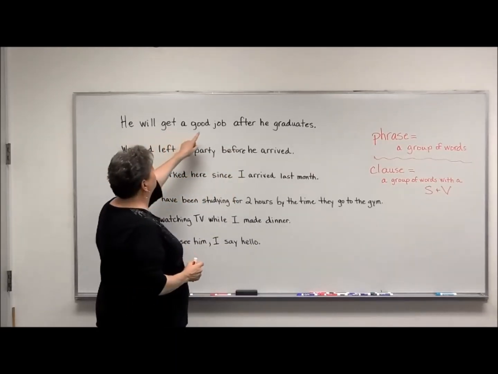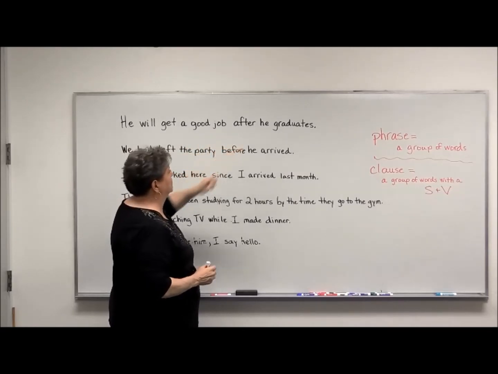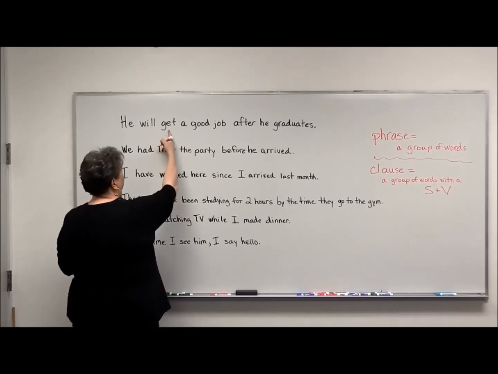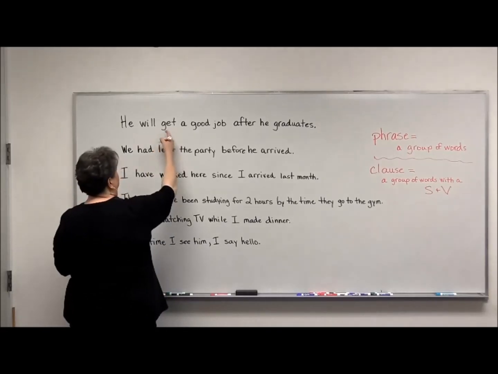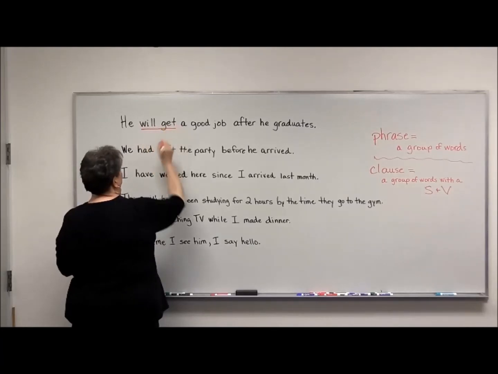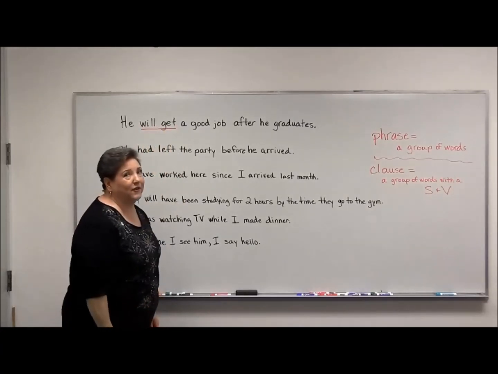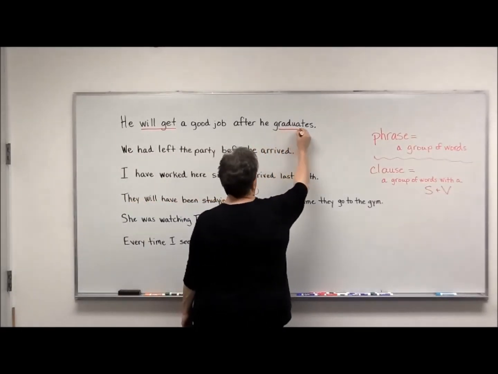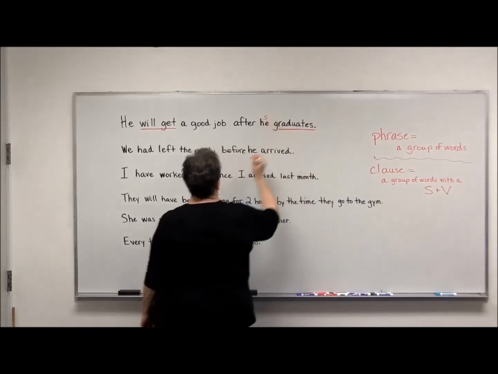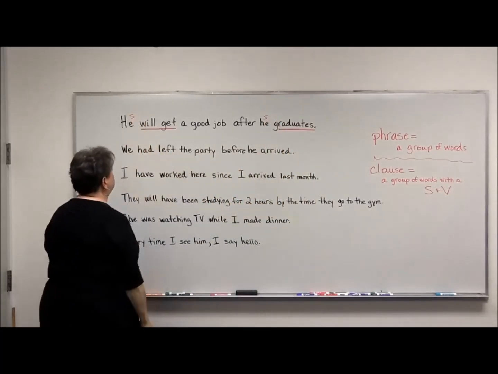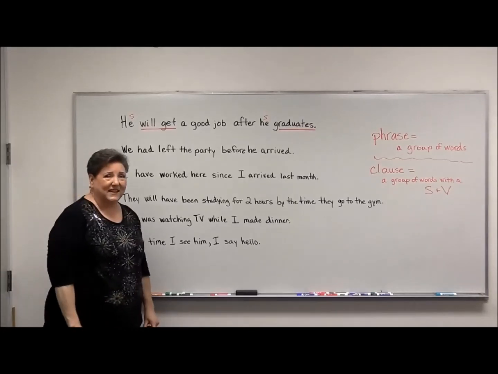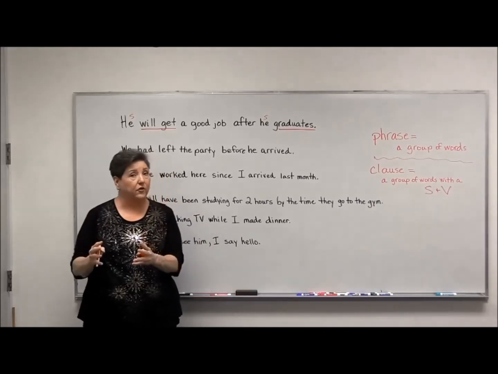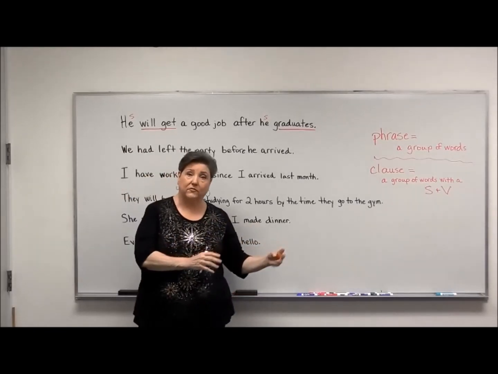He will get a good job after he graduates. Verb. Did you find the verb? Did you see that? That's not the verb. This is the verb. Make sure you're finding all the verb words. Do you see another verb? Graduates. So he graduates, he will get a good job. So in this sentence we have 2 subjects and 2 verbs. There's a subject and verb over here and another subject and verb over there.